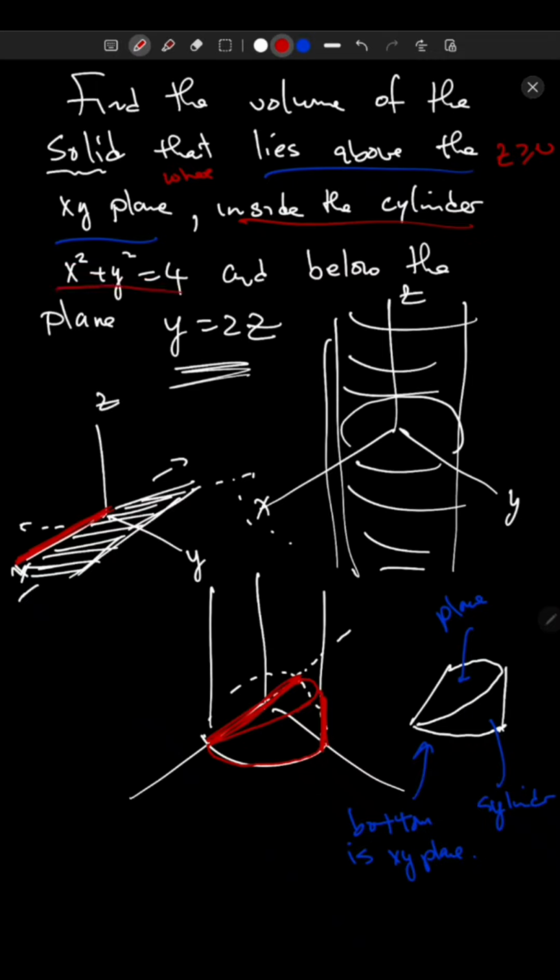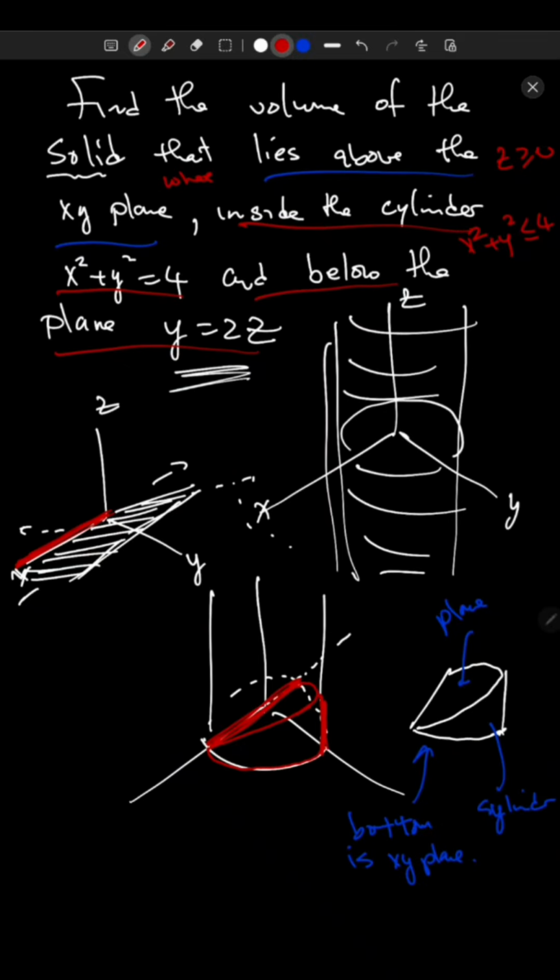Inside the cylinder x squared plus y squared equals 4, I could say instead x squared plus y squared less than or equal to 4. And then below the plane 2z equals y. Below means under, it refers to the z-axis, up and down. And so that would be 2z less than or equal to y. So that would be an alternate way to state the same problem.